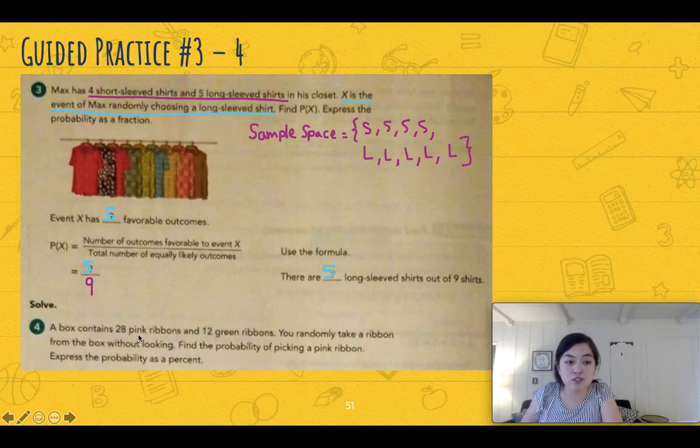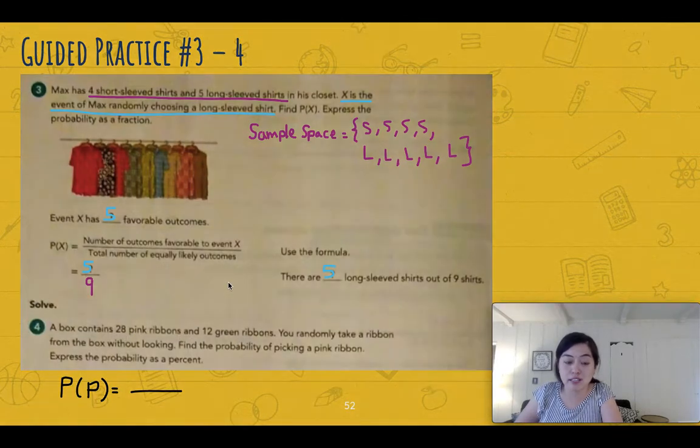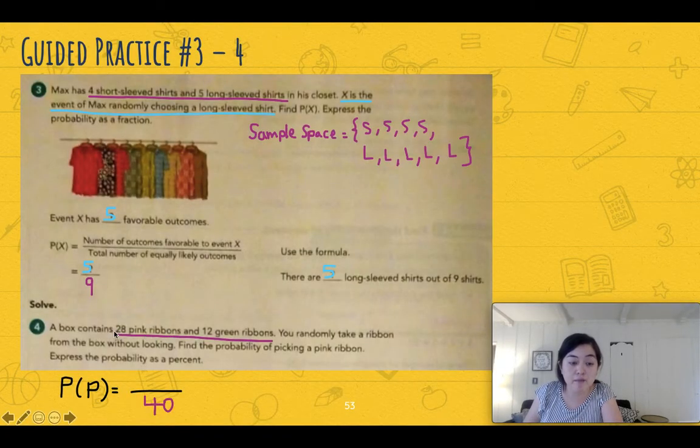A box contains 28 pink ribbons and 12 green ribbons. You randomly take a ribbon from the box without looking. Find the probability of picking a pink ribbon. Express the probability as a percent. So first, let's talk about the sample space. I'm not going to write the sample space because it's going to be quite large if I write these out individually, but I know what my sample space is. It's 28 pink ribbons and 12 green ribbons. When you add them together, you get 40. And I'm going to put that in my denominator.